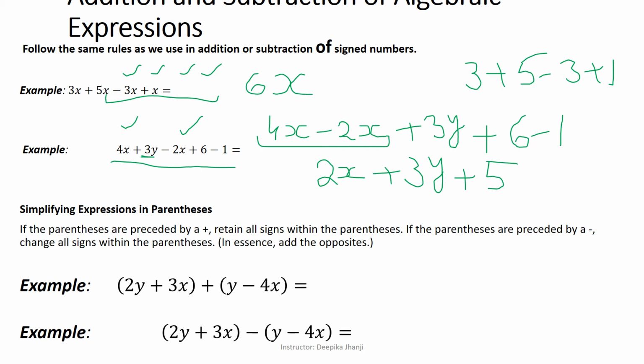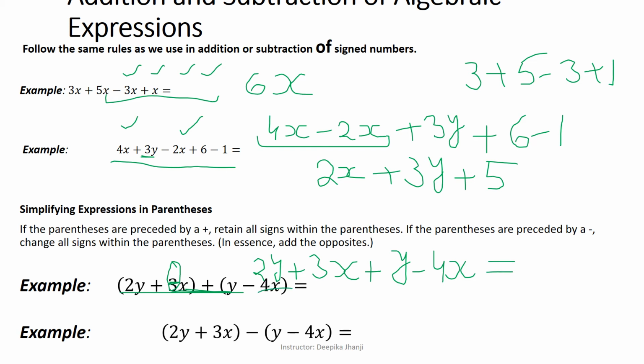Next we have simplifying the brackets. If you have a plus sign outside the bracket, simply open the brackets. Let's say you have 2y plus 3x in the first expression. When you open the second bracket, because outside we have a positive sign, simply open the bracket: y minus 4x, right? And now we can combine the like terms.